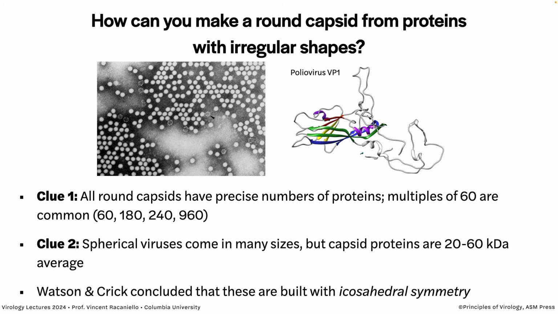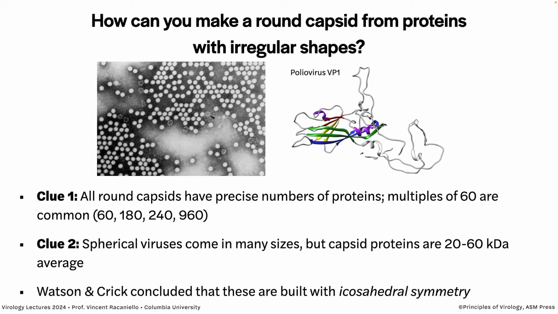Watson and Crick and a number of crystallographers made a hypothesis, and they based it on 2 bits of evidence. First, if you look at round viruses, they have multiples of proteins, usually multiples of 60. 60, 180, 240, 960. There are exceptions, but they noticed that this was common. And secondly, even though spherical viruses can be tiny or very large, the capsid proteins are more or less the same. They're about 20 to 60 kilodaltons in size. And so Watson and Crick said this is consistent with building a spherical virus with what we call icosahedral symmetry.